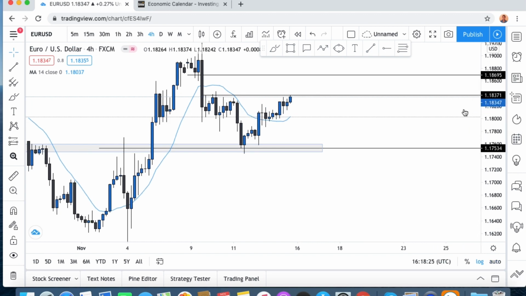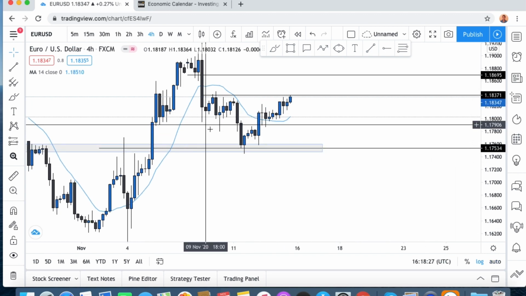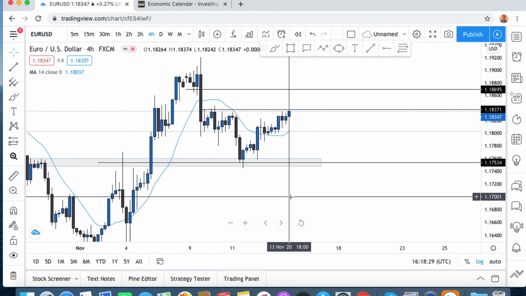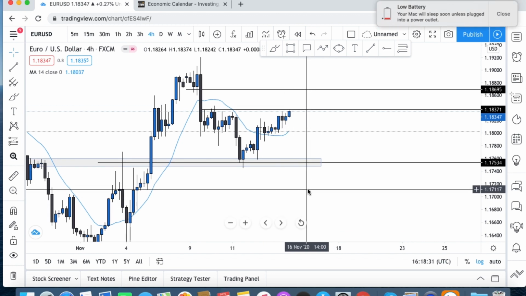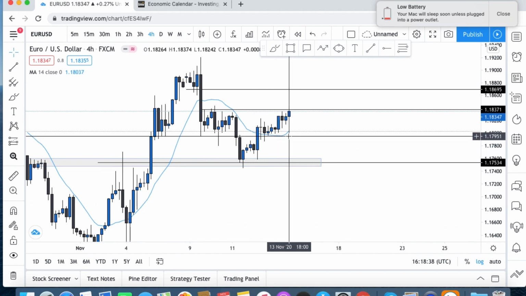Alright, by the way guys, for this indicator, don't pay it any mind. I don't use indicators to trade. This is just what you call a moving average. It's something that I'm currently testing right now.